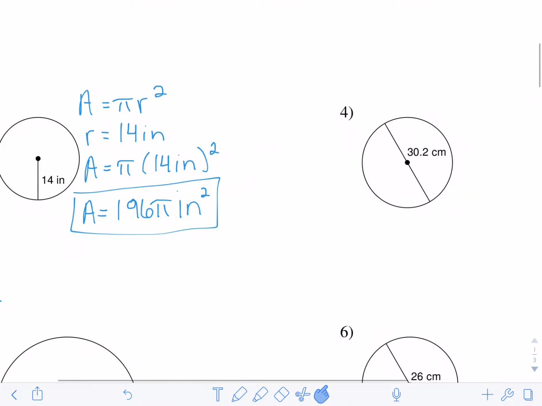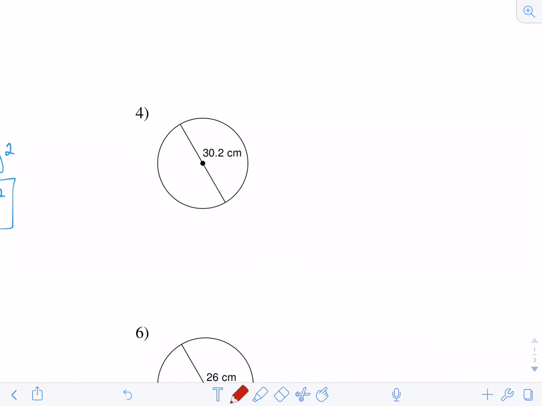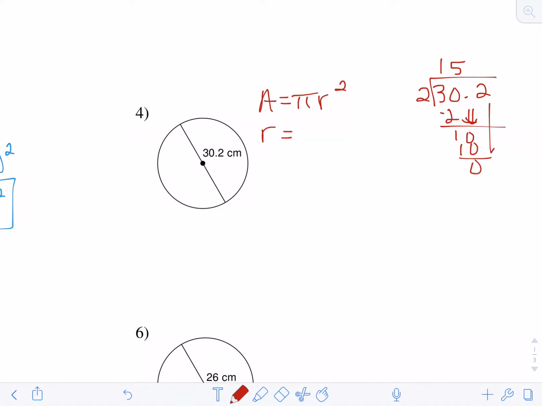Okay, number 4. I have area is equal to pi r squared. Well, my radius is going to be half of 30.2. So 30.2, when I divide that by 2, 2 goes into 3 one time, 1 times 2 is 2. When I subtract, I get 1, bring my 0 down. 2 goes into 10 5 times. 5 times 2 is 10. That's 0. Bring the 2 down. Okay, don't forget to put the decimal right up here.